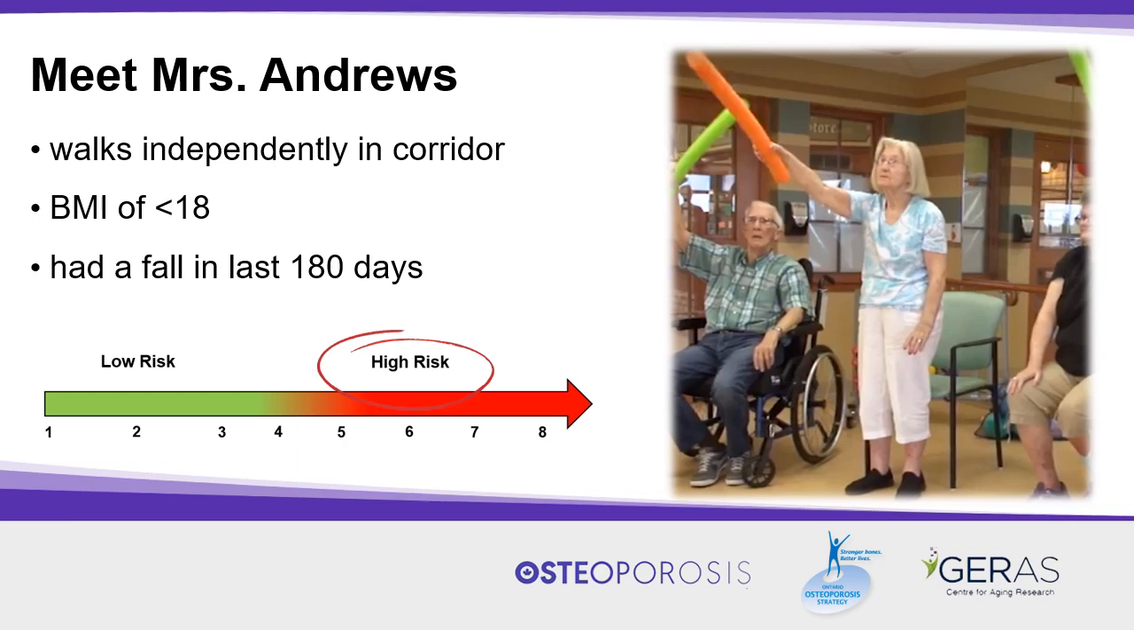So meet Mrs. Andrews. An example would be that she walks independently in the corridor. She has a BMI of less than 18 and has a fall in the last 180 days or 6 months. Her FRS score is 8, which means she's at high risk.